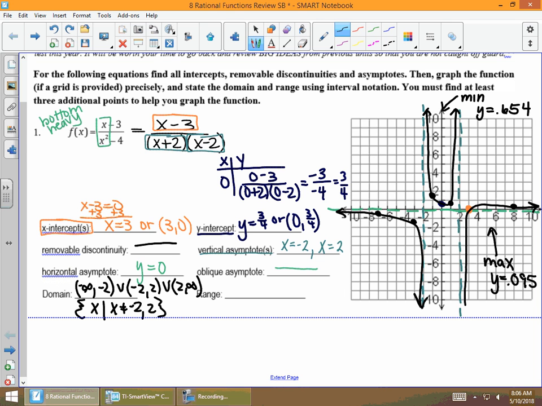So when we're doing our range, we're going to go from negative infinity to 0.095, and we're going to include that point. And so that gets the bottom two curves taken care of. There's a little tiny gap in there between 0.095 and 0.654, and then we'll go from 0.654 to infinity.